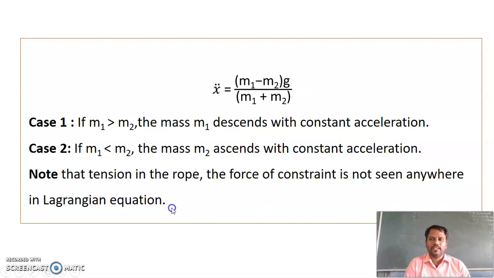Note that the tension in the rope, the force of constraint, is not seen anywhere in the Lagrangian equation. This is the beauty. Now you see that we have applied the Lagrangian equation to arrive at the equation of motion for Atwood's machine.